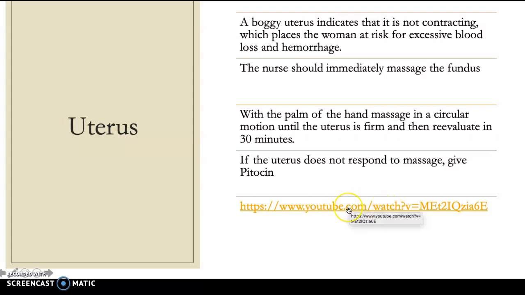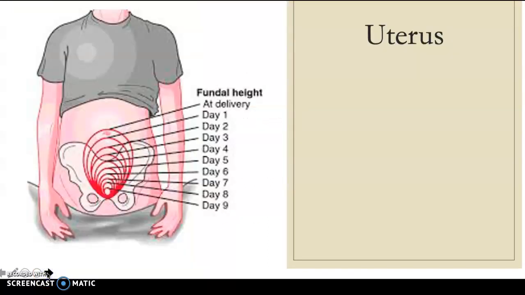So here is a YouTube video you can click on, I'll post this on your module, to show the uterine massage. So this is what I mean by finger breadth.